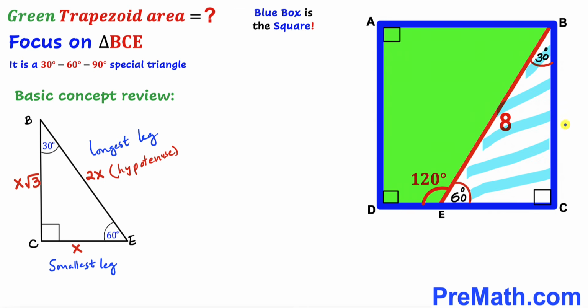Now let's revert our attention back to the given problem. This side is our longest leg, which is our hypotenuse, whereas EC is our smallest leg. Our longest leg is 8 units, so the smallest leg is half of that longest leg, which is 4 units. And the third leg is going to be 4 times the square root of 3.